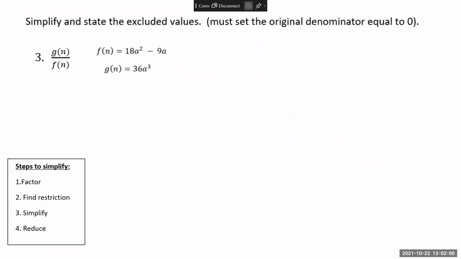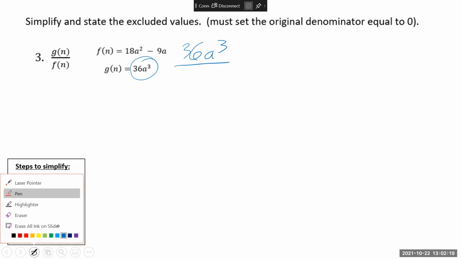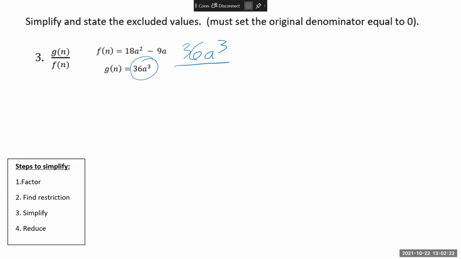So on to number 3. Number 3, we've got to set it up. They tell us that this should be g of n over f of n. G of n over f of n. So I'm going to put g of n on the top. So 36a cubed divided by, let's put f of n on the bottom. Let's get a color that we can actually read there. So f of n on the bottom, 18a squared minus 9a. Now, right away, some of you might see 36 over 18 and want to simplify that.